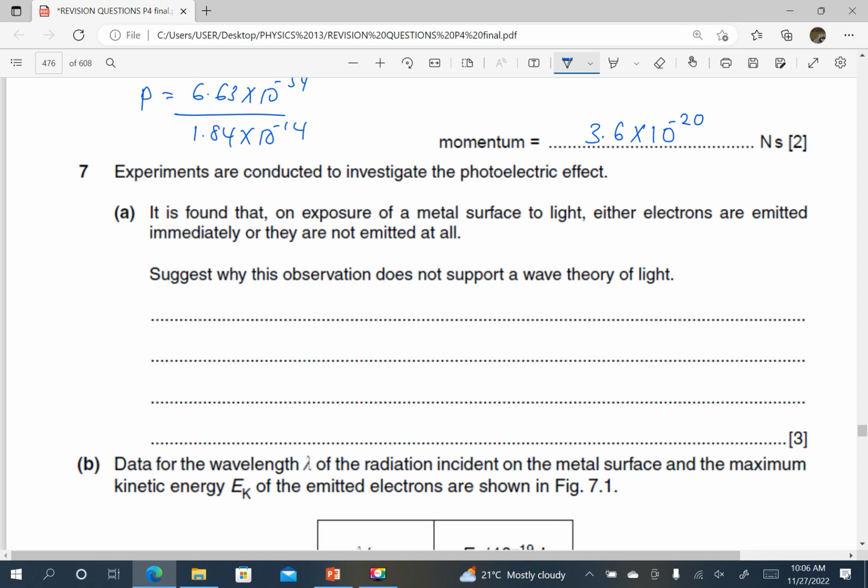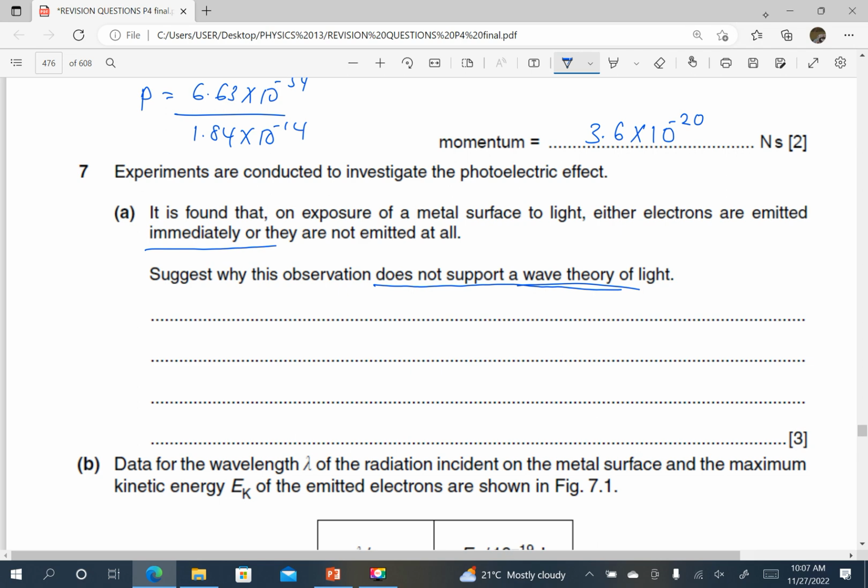Experiments are conducted to investigate the photoelectric effect. It is found that on exposure of a metal surface to light, either electrons are emitted immediately, that is, instantaneous in nature, or they are not emitted at all. Suggest why this observation does not support a wave theory of light. Why doesn't this support the wave theory of light?